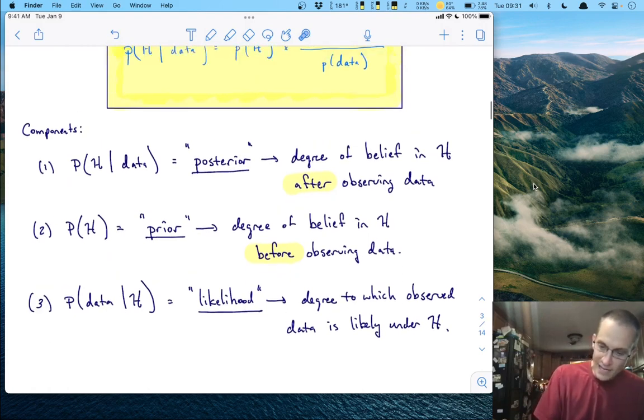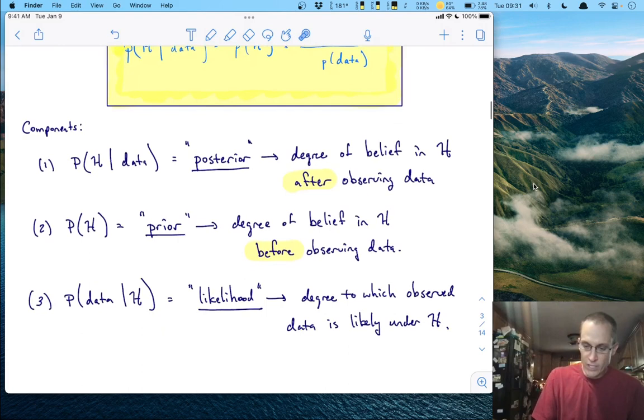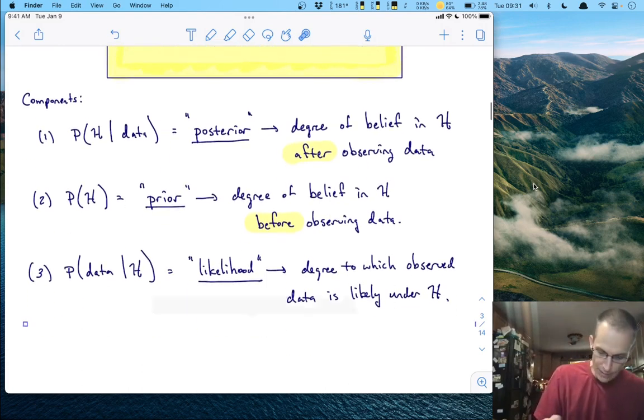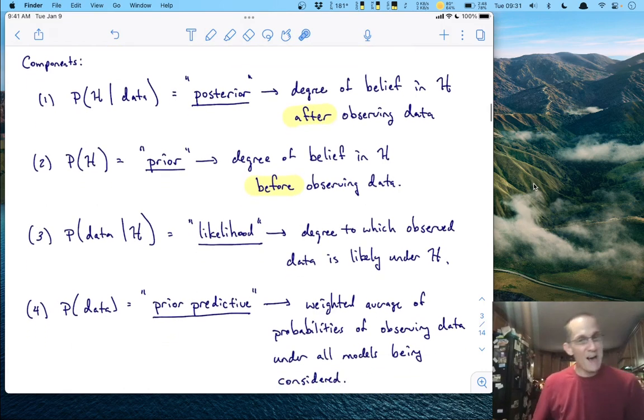And then finally, that thing at the bottom, I'm going to mention what it is. You'll find out that we often don't really care about this, and you'll see why a little bit later. I'll try to remember to bring that up. But it's given lots of names. Sometimes it's called the evidence. I don't particularly care for that name because I like to use evidence in a slightly different context. In others, you'll see it called the prior predictive. Essentially, all it is, it's a weighted average of the probabilities of observing data under all models being considered.